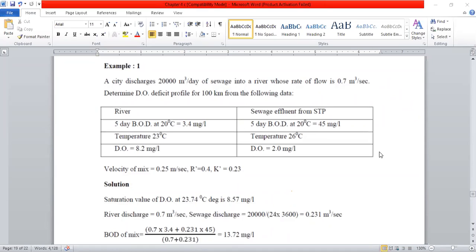Okay. Example, write down: a city discharges 20,000 meter cube per day of sewage into a river whose rate of flow is 0.7 meter cube per second. Determine the DO deficit profile for 100 kilometer from the following data. So please copy this question, then I will explain how it is solved. It is a solved example. I have placed it on Zoom. So we will discuss simultaneously. You can keep on writing, please.